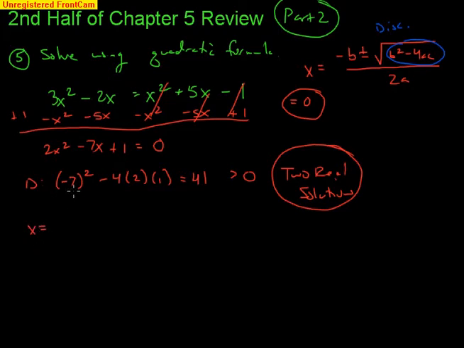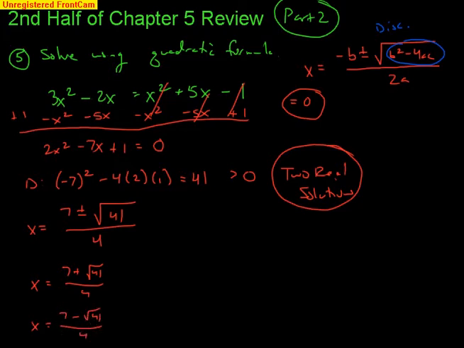So nonetheless, we go to the quadratic formula. x equals opposite of b. b is negative 7. Opposite of negative 7 is positive 7, plus or minus the square root of my discriminant, which is 41, all over 2a. a is 2. 2a is 4. So I want the decimal answers. So I want 7 plus square root of 41 over 4 and 7 minus square root of 41 over 4. Make sure you use parentheses if you plug it in all at once.